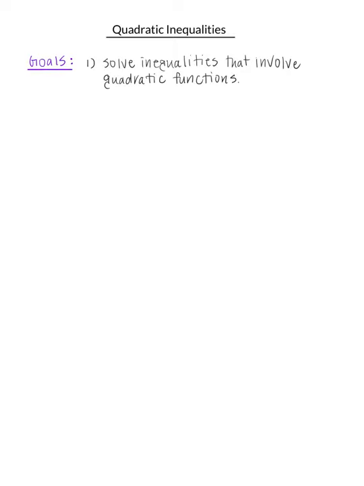Today we're going to learn about quadratic inequalities. So here are our goals for this section. Number 1, solve inequalities that involve quadratic functions. In case you forgot what the quadratic functions look like, they're nothing but functions of the form f of x equals ax squared plus bx plus c, where a does not equal 0. Now if you recall, graphically they're nothing but parabolas.